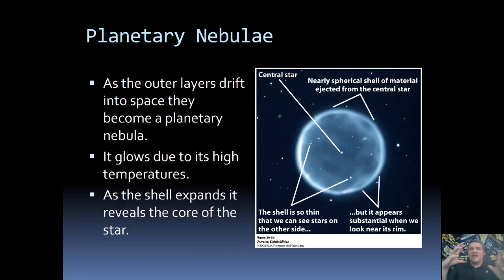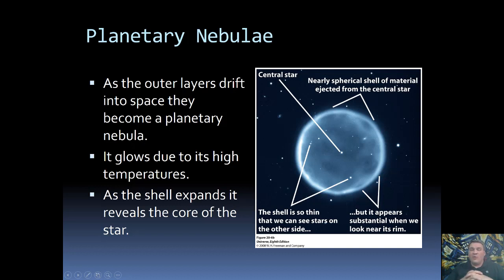Well, these layers, as they move out away from the star, are still going to be very, very hot, which means they're going to be giving off their own light. So we end up with this bubble of glowing gas surrounding the star. This bubble surrounding the star is what we refer to as a planetary nebula.